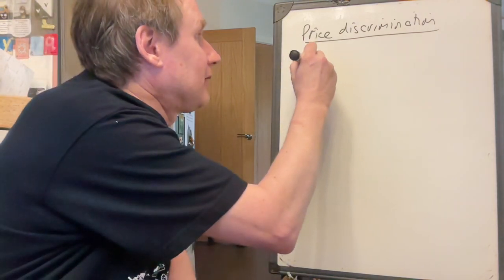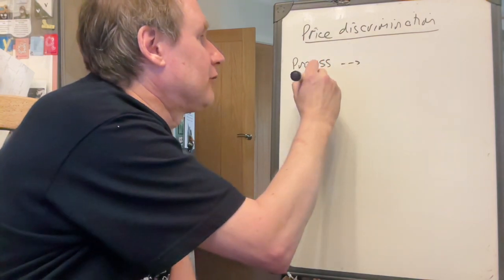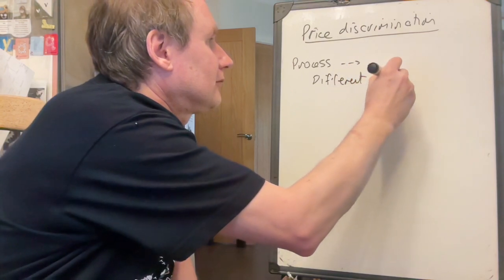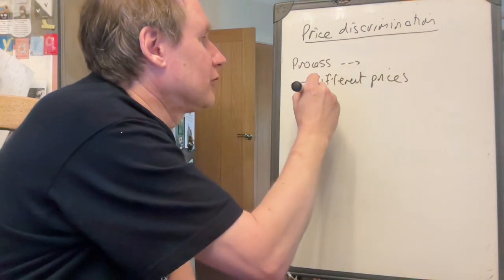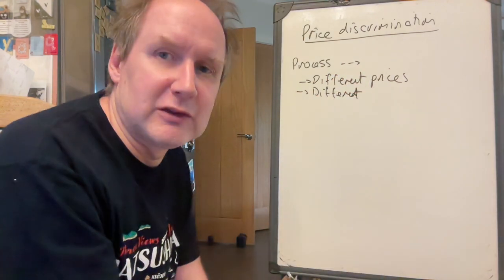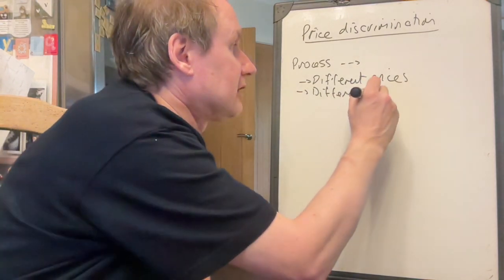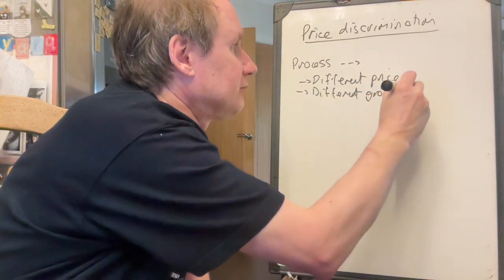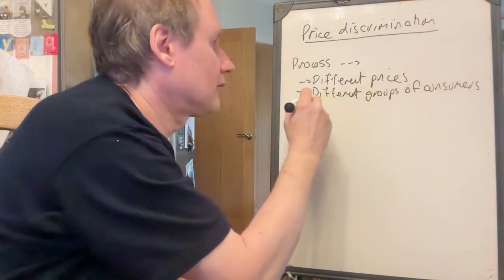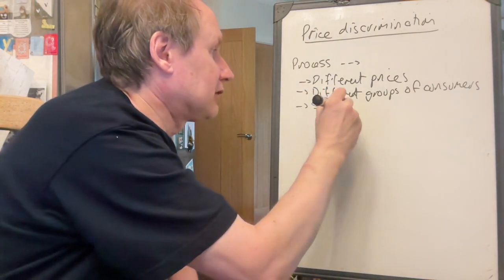It's a process through which a firm charges different prices to different groups of consumers. There are different types, different degrees of price discrimination. The one that we're most interested in is this one: different prices to different groups of consumers for, and this is the key point, the same product.